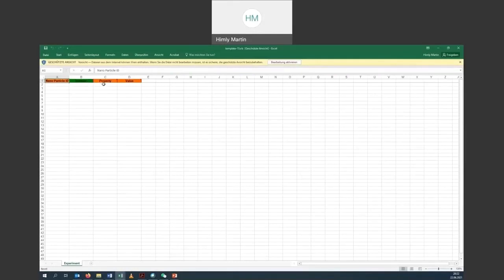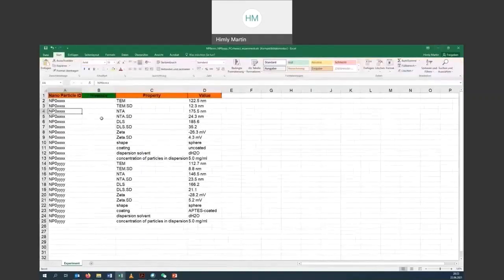This would be different instances of your particle, the history basically in your experimental workflow. And then you define the property, the parameter, like TEM or DLS or NTA or something, and give the value with or without the unit. How does this look like? For two model examples here, this is not a real particle ID, so just XXX for one particle and YYY for the other one. And you have the properties listed here. We do not have instances, and these are the values for the different properties.